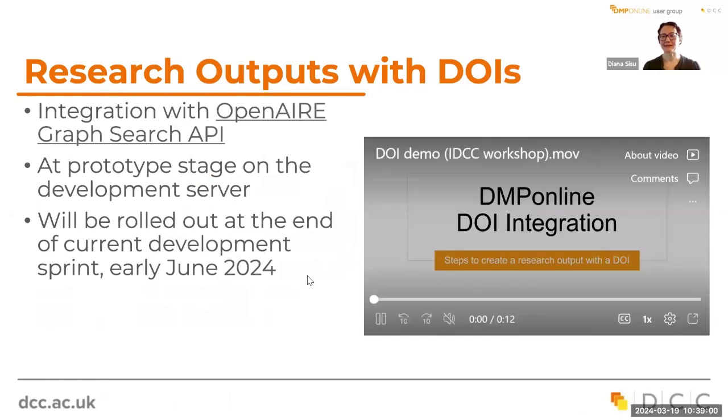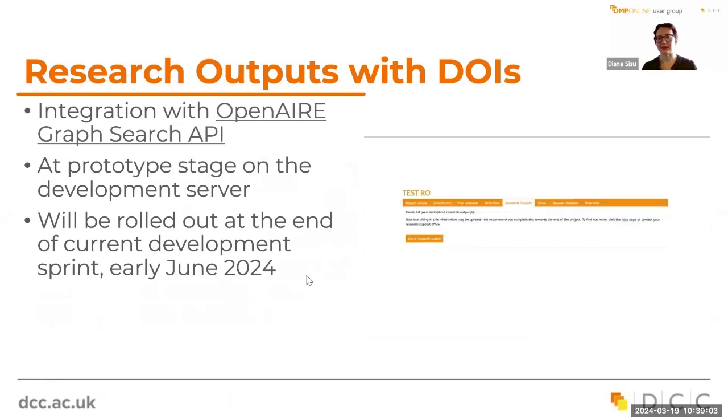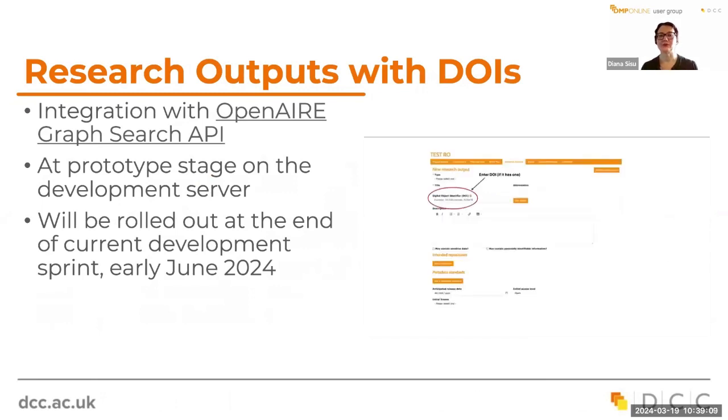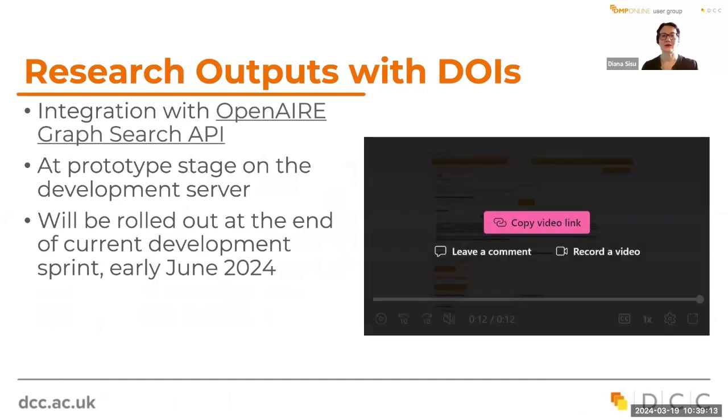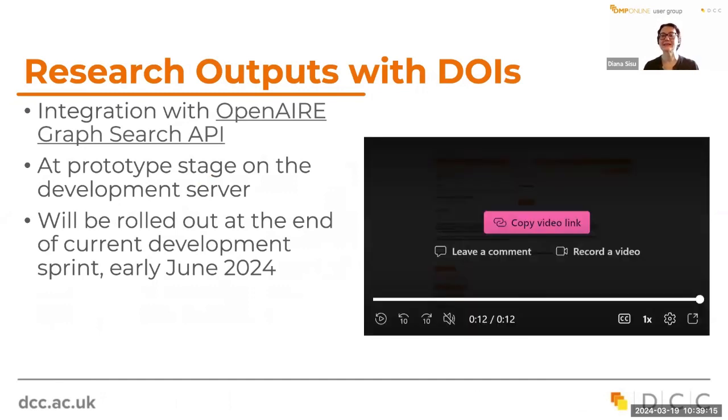Essentially what it does, you have research outputs, and you can add a research output, and you will see that you can enter a DOI by using the OpenAIRE Graph Search API, and that will add the details from the DOI number to your research output, whatever that may be.